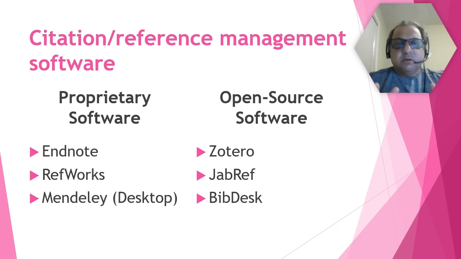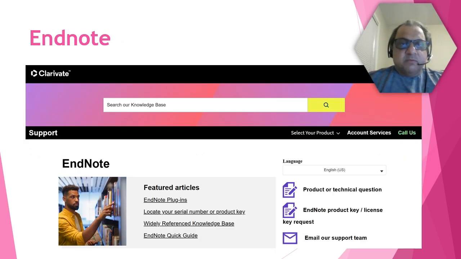But overall, whatever software you use, they have a similar logic. For example, in the case of EndNote, there are basic things when you download or buy the software. You have two major components: one, install the desktop version, and second, install the plugin for EndNote.